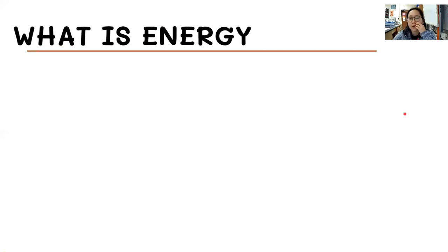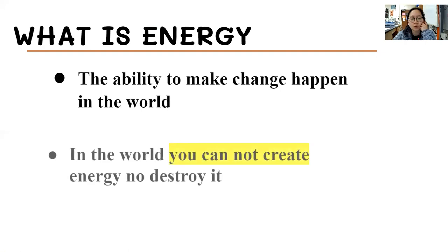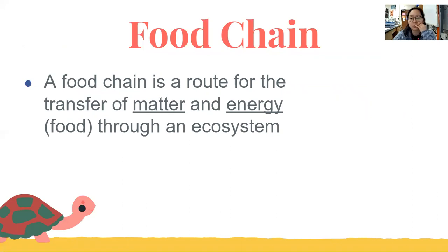So before we go into food webs, we're going to have to talk about what is energy. So energy is the ability to make change happen in the world. In the world, you cannot create energy or destroy it. So it's constantly brought in by sunlight and captured and then used in different forms. Then afterwards, it's released probably most commonly as heat energy back into the atmosphere. So a food chain is a route for the transfer of matter and energy through an ecosystem, but it is one direct route. So it doesn't include all of the types of organisms in that ecosystem, but one direct path.